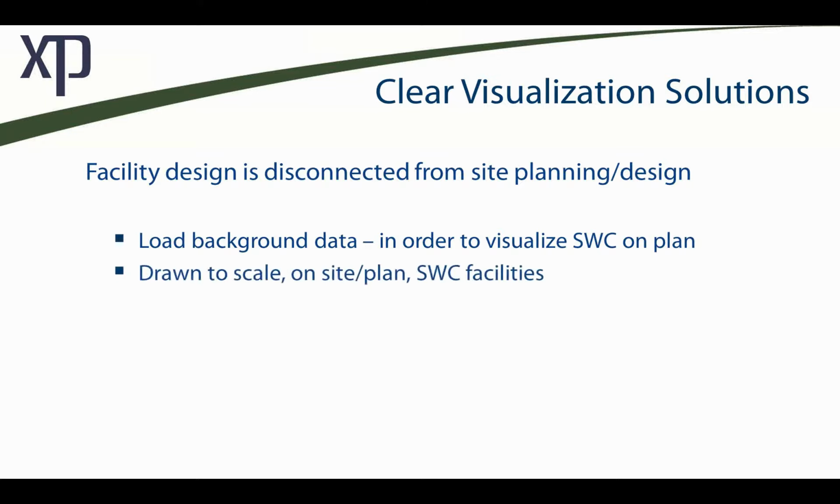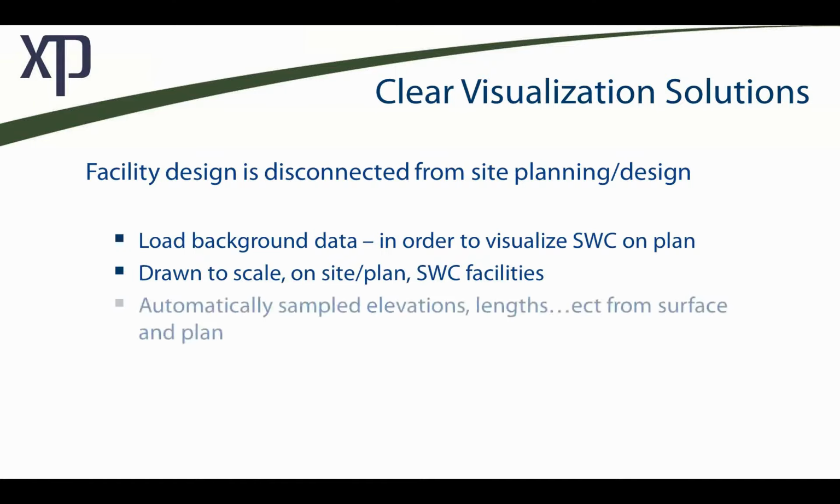Like I said, drawn to scale. The important thing here would be the vertical nature of these facilities. We want to be able to see that, yes, the top of this facility is at the correct elevation and whatnot. Automatically sampling these elevations, but also lengths and surface areas based on how they're drawn, again, makes the design process transparent. We can see what's going on.